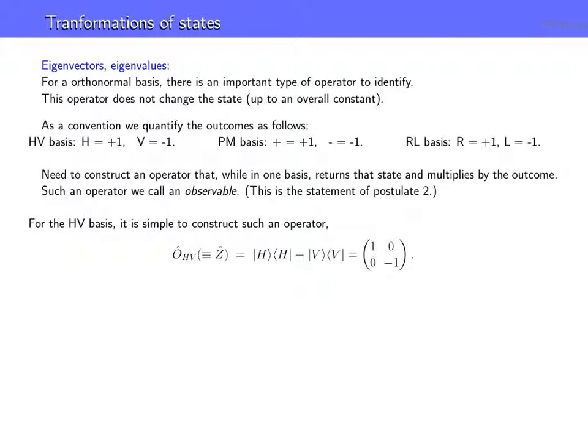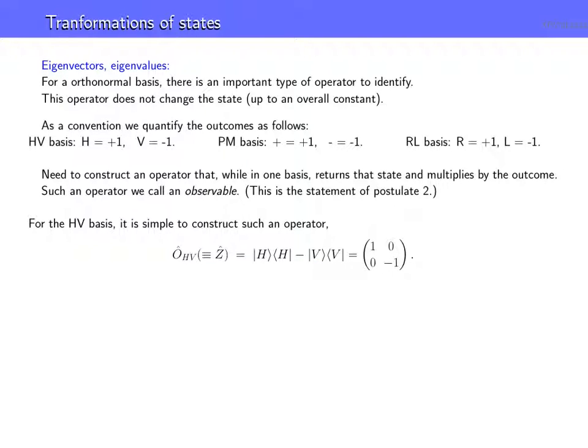So it's this convention, if you will. We'll start calling him by Z later. But right now I just want to think of this in general. To construct this, remember what we do. We want to take one of the basis vectors in, return the same basis vector, but multiply it by its numerical quantitative outcome. So H is plus 1, so we simply take H on H and put plus 1, and V we want to be minus 1, so it's minus V and V.